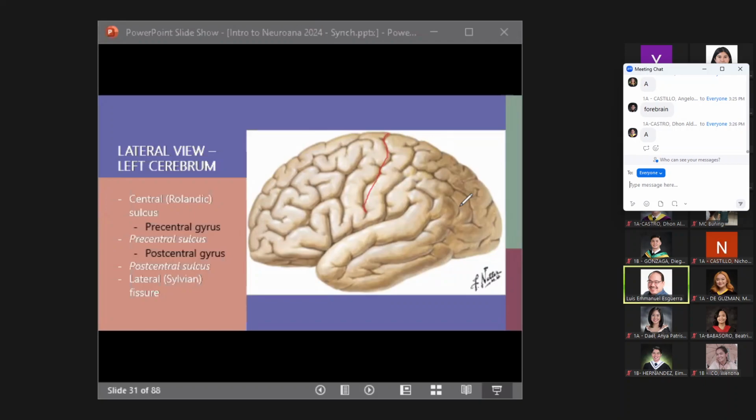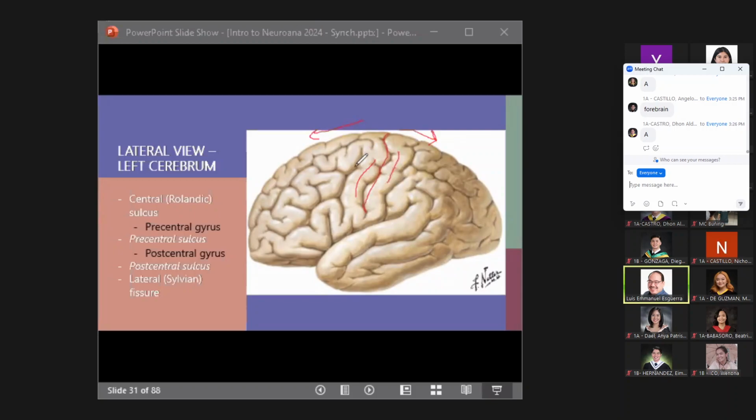So the anterior part is the frontal lobe, this part. That's the frontal. This is parietal. Anterior is frontal, posterior is parietal. Now the precentral gyrus is this one. It's the gyrus just anterior to the central sulcus, whereas the postcentral gyrus is here, the one posterior to the central sulcus.